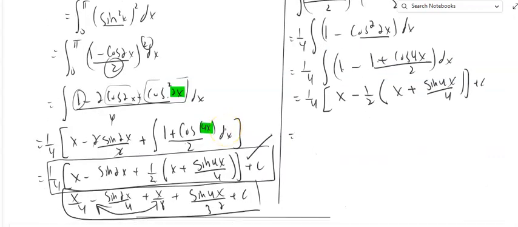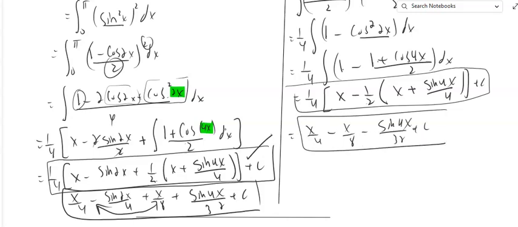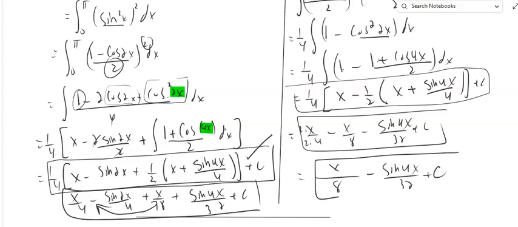That's a fine answer for a test. That is x over 4 minus x over 8 minus sine of 4x divided by 32 plus c. You could combine those over 8. 2 minus 1 is 1. And there it is.